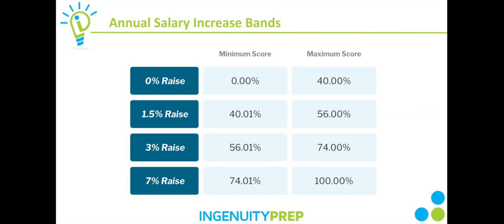Final percentage scores will be translated into one of these 4 bands to determine annual compensation increases each spring.